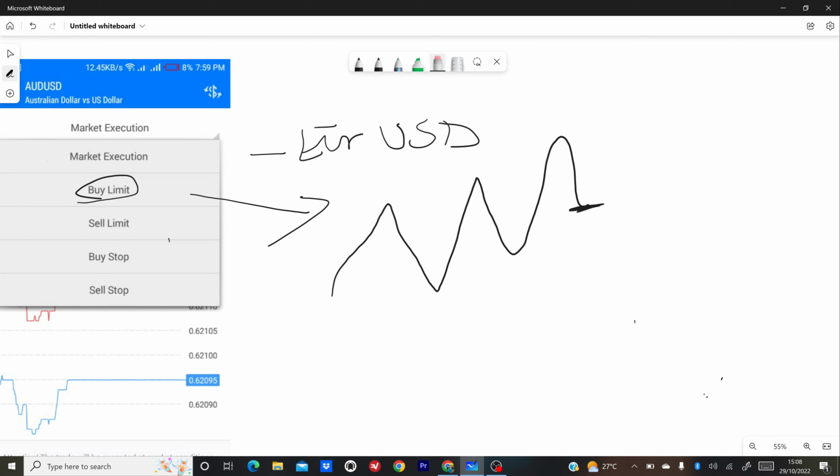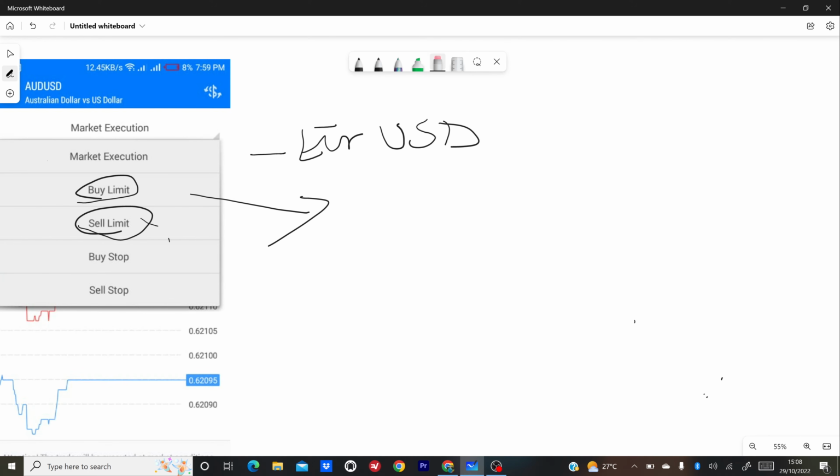Let's talk about what we call sell limit, because this is the opposite of that. When you talk about this one, we are talking about the opposite of what we have discussed over here.